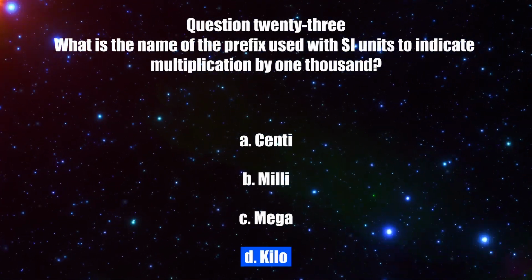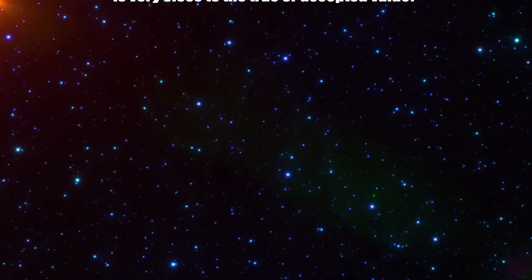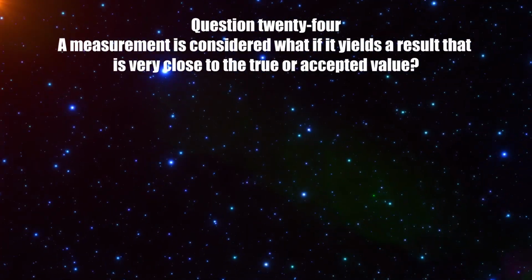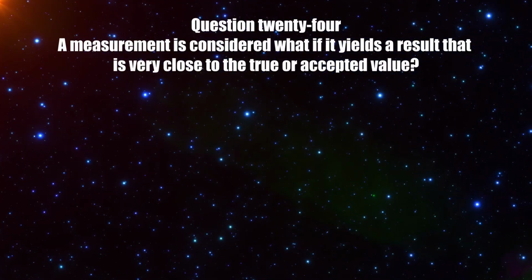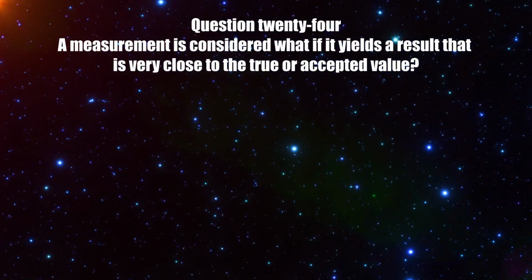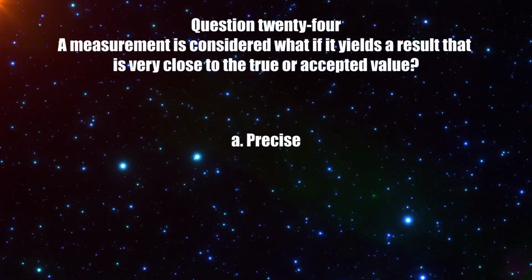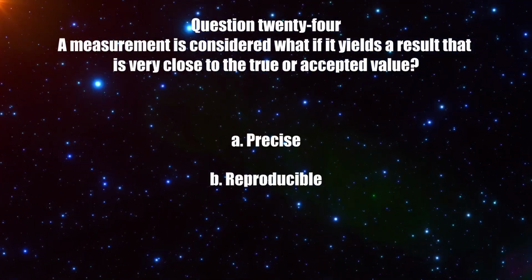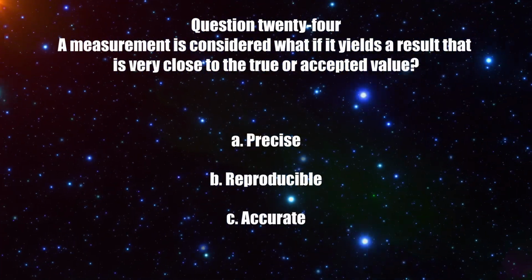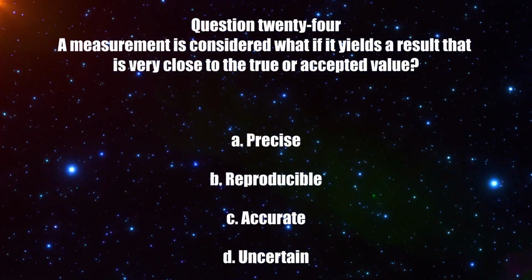The correct answer is D. Kilo. Question 24. A measurement is considered what if it yields a result that is very close to the true or accepted value? A. Precise. B. Reproducible. C. Accurate. D. Uncertain.